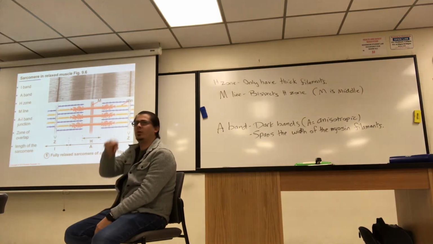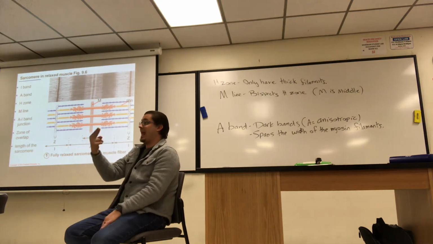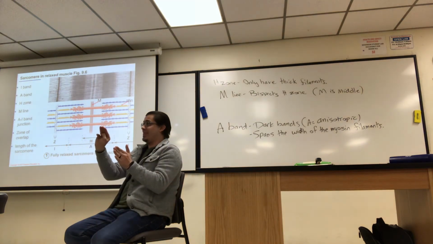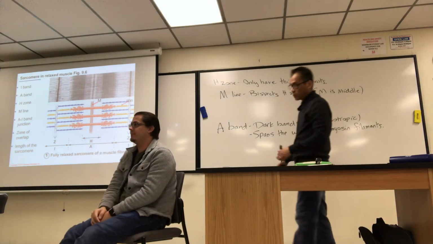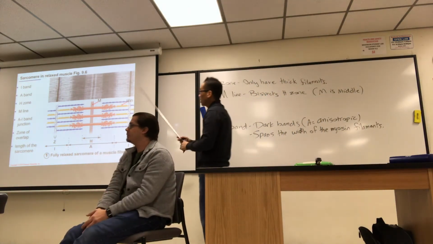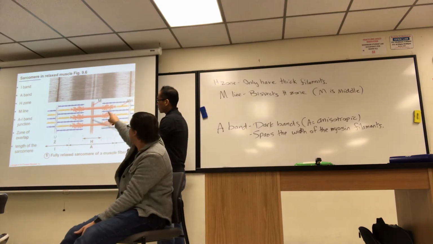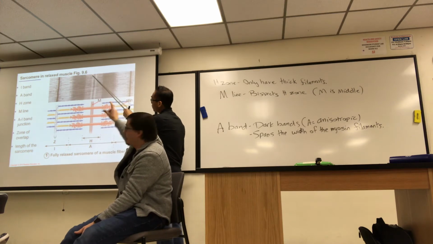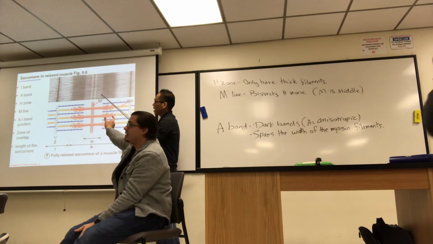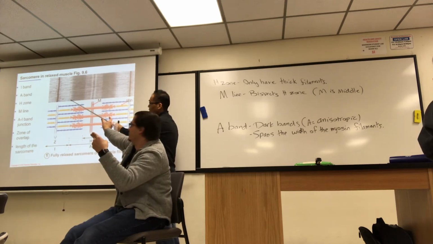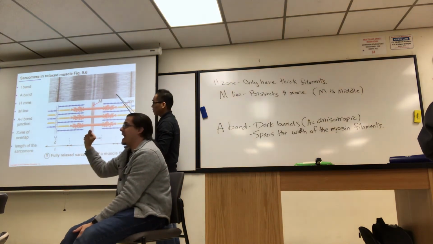Did you mention what bisects meant? Just cuts it right in half. Okay. Well, we can see it on the real picture there. That's the M line, right there. So what zone is this? H. What is it from here all the way to here? A band. Very good. We'll continue on.